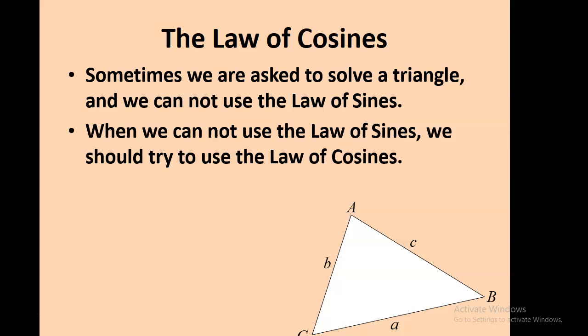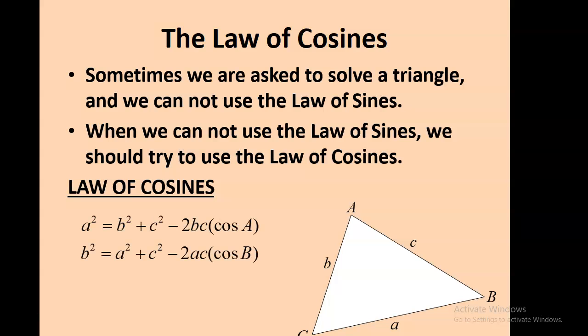However, when we can't do that, we should try and use something we call the law of cosines. Now, the law of cosines can be a little intimidating because the formula is a little lengthy. And when you see me write it out here, I'm going to write it out three different ways. Really, this is the same formula over and over and over again. We will just set it up basically depending on what we have and what we're trying to find.